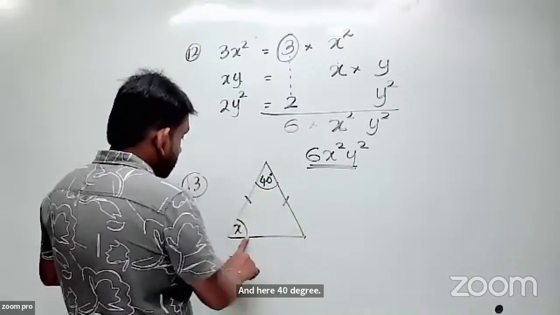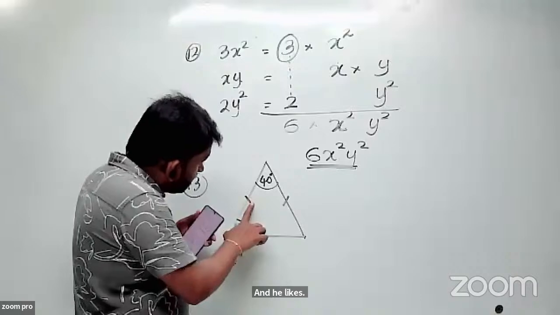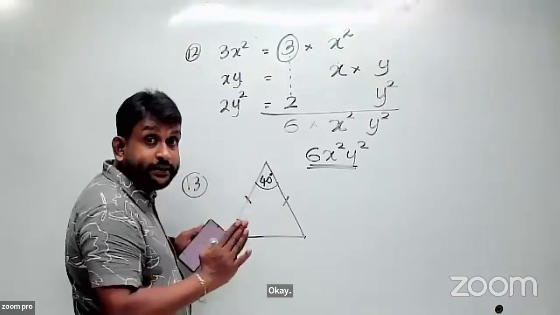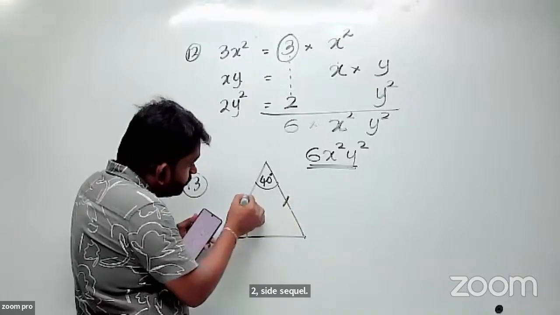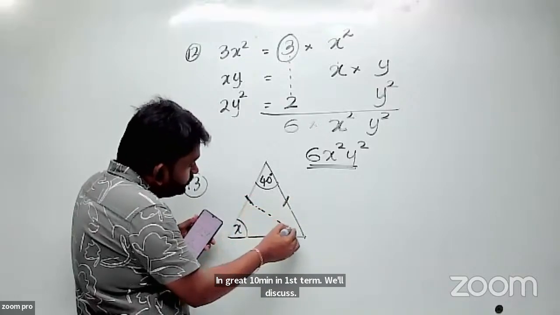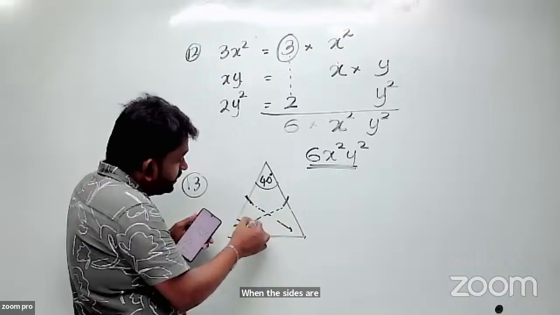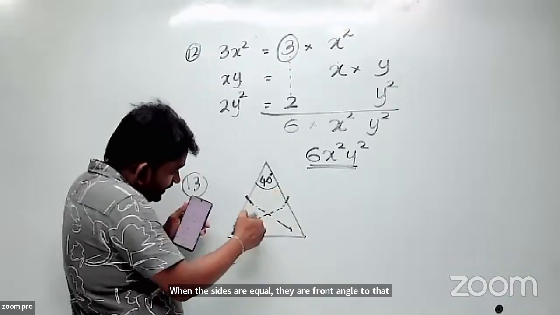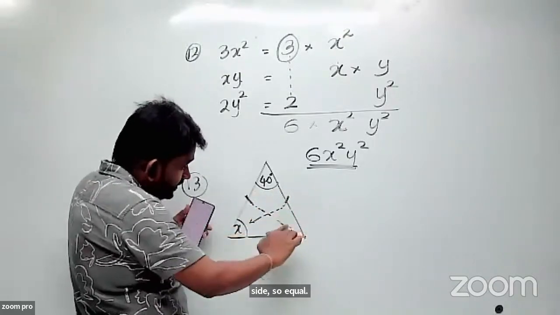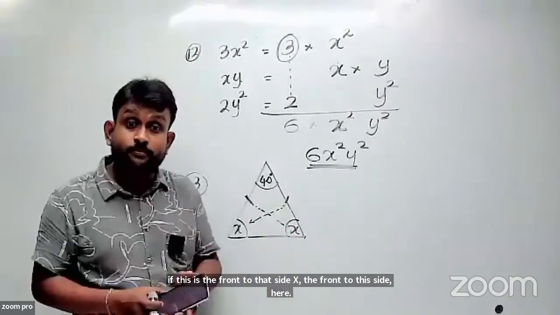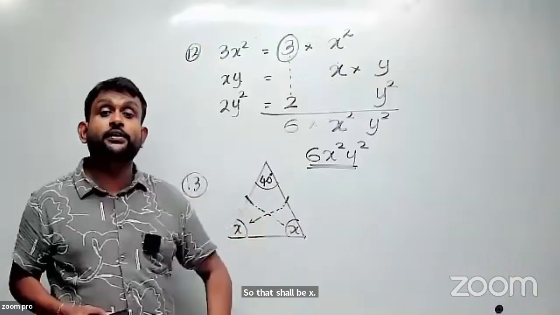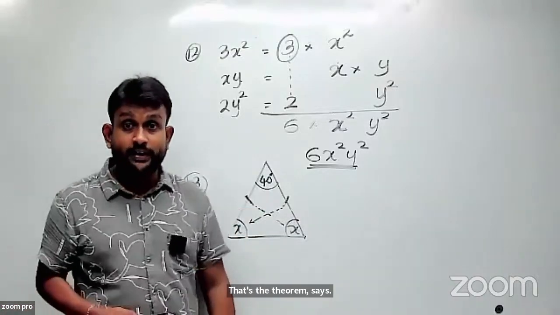Okay. Now you can see that two sides are equal. In grade 10 maths, in the first term, we discussed that when the sides are equal, the angles opposite to those sides are also equal. So if this is the angle opposite to that side, x, the angle opposite to this side here shall be x, right? That's what the theorem says. When two sides are equal, their opposite angles are equal.